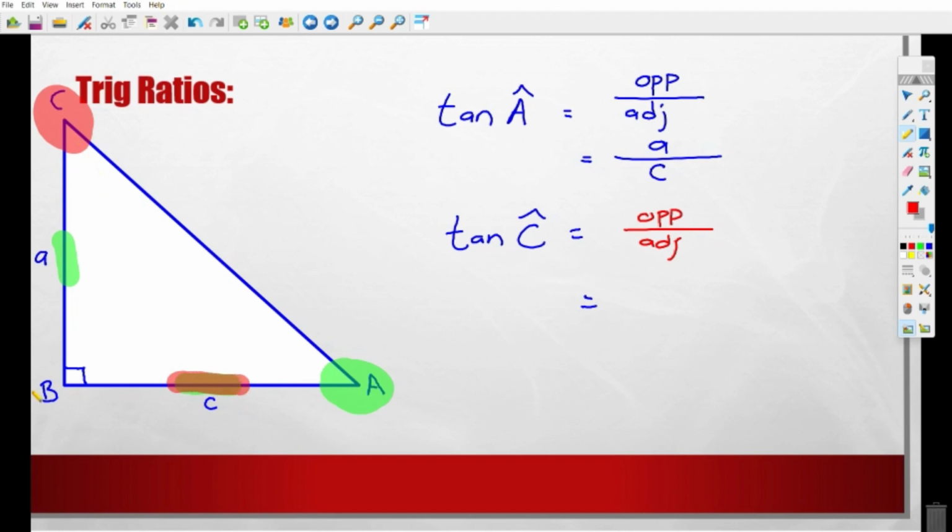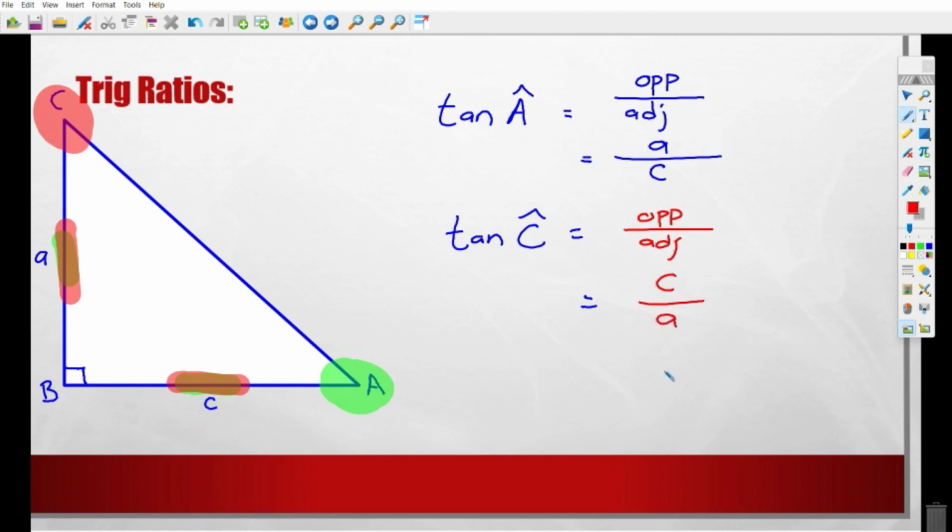Side c, or side AB. Alright, and which side is adjacent to c over here? This one or this one? This one, because this is your hypotenuse. Alright, so we've got opposite over adjacent, which is little c over little a.